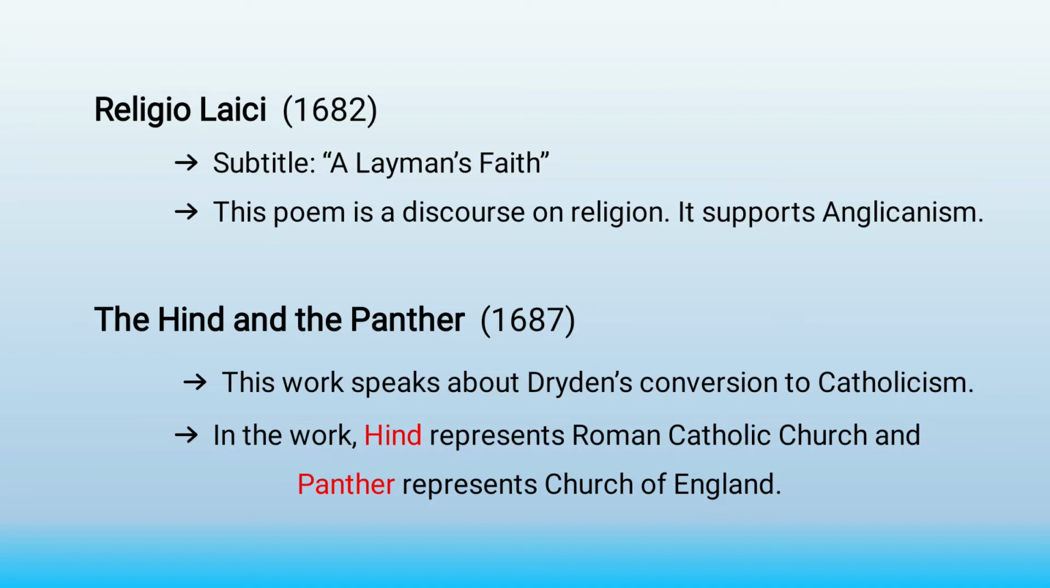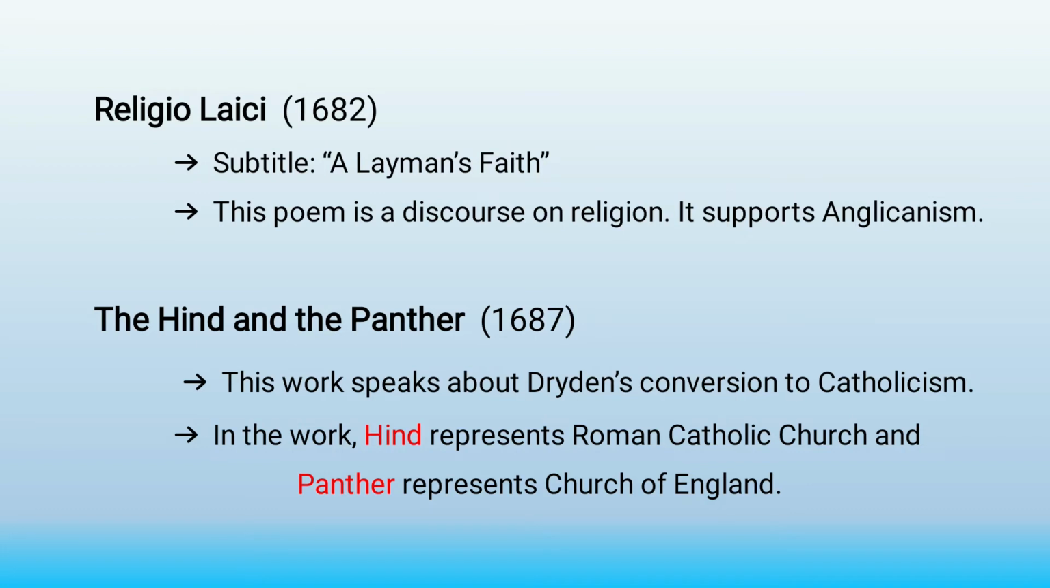Again, it's a very famous work of John Dryden. It was published in the year 1687. This work speaks about John Dryden's conversion to Catholicism. So it's very important. In this work, the Hind represents the Roman Catholic Church and the Panther represents the Church of England. We know that the Hind and the Panther are two beasts, two animals, and these two animals represent two different versions of Christianity.